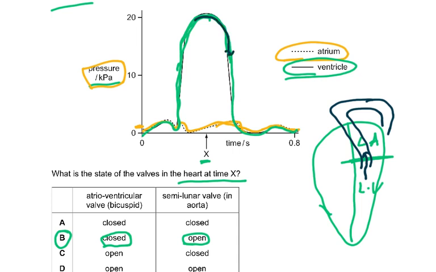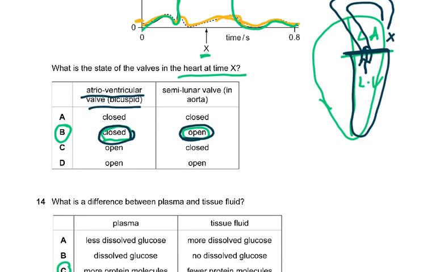And at this point, these valves are closed, but these semilunar valves are open because blood is going into the aorta. And of course, it won't go back into the left atrium. So that is why the atrioventricular valves or the bicuspid valves are closed. When the ventricle is contracting, we don't want blood to go back into the atria. So this was the answer to it, and this is what you had to figure out.